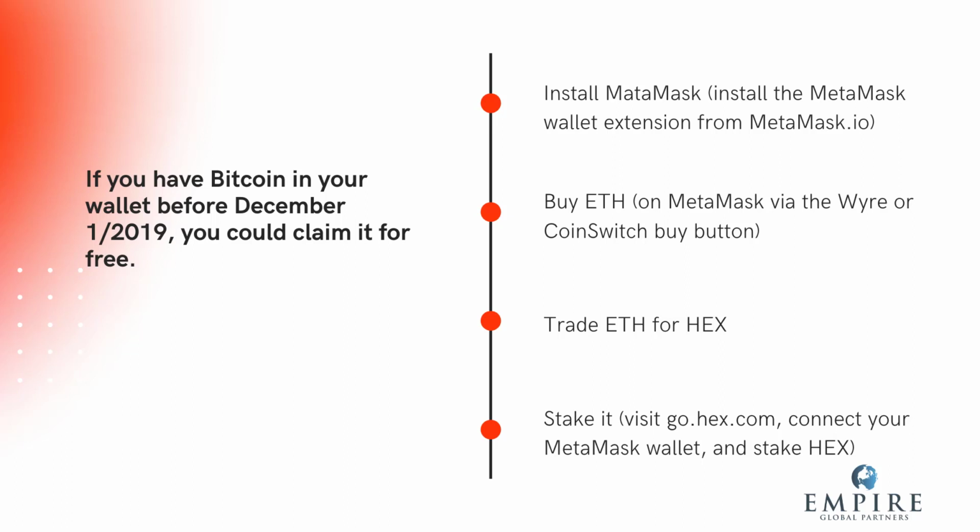There are a few steps to follow before staking. Install MetaMask. Install the MetaMask wallet extension from metamask.io. Buy ETH on MetaMask via the Wire or CoinSwitch buy button. Trade ETH for HEX. Stake it. Visit go.hex.com, connect your MetaMask wallet, and stake HEX.